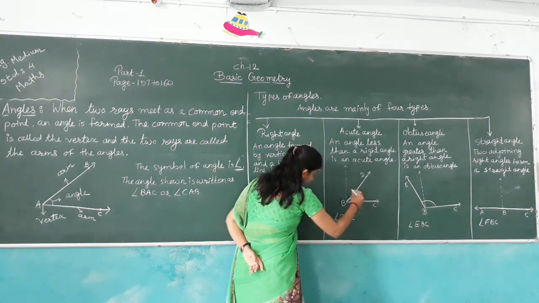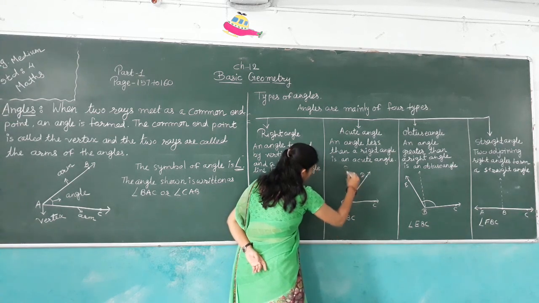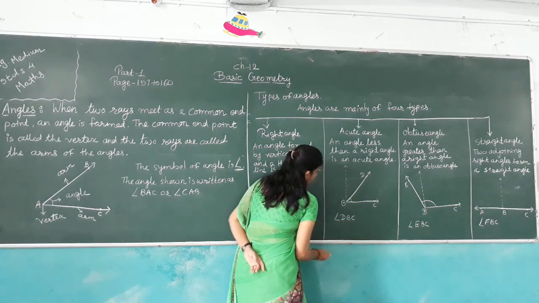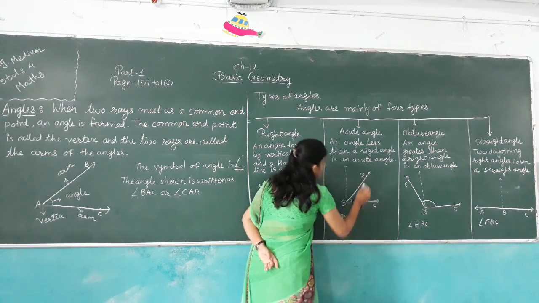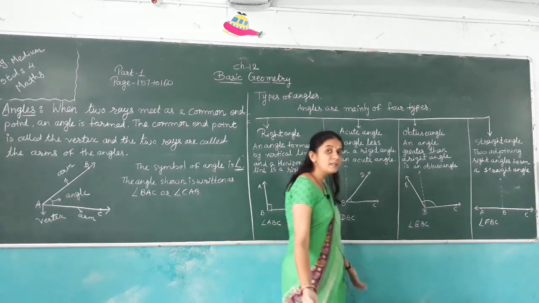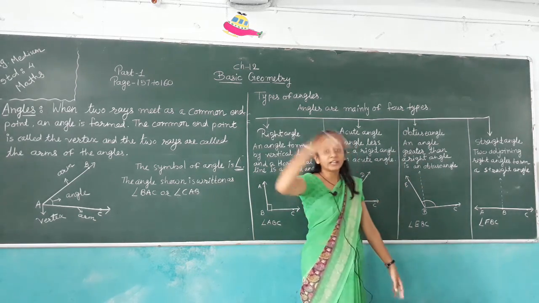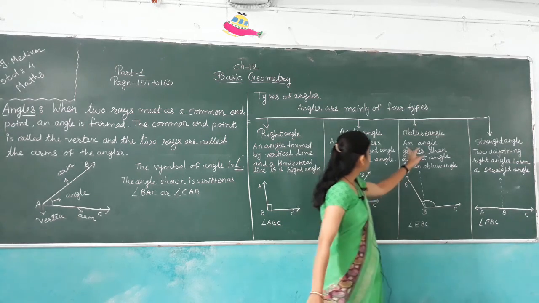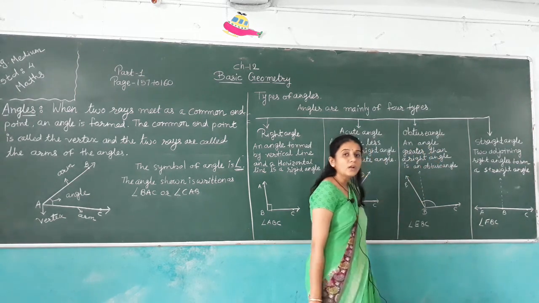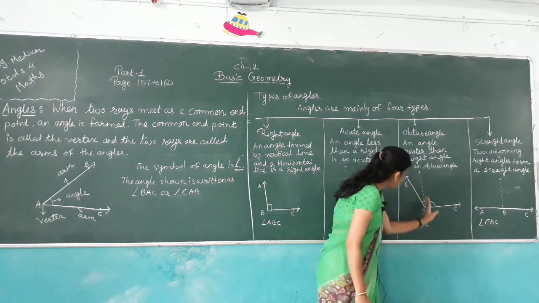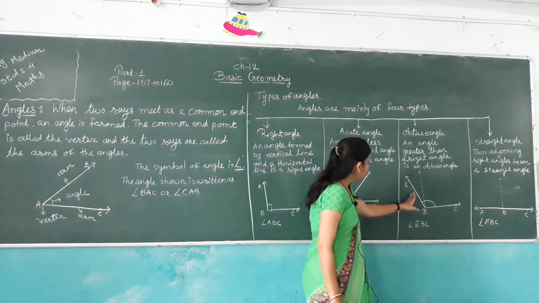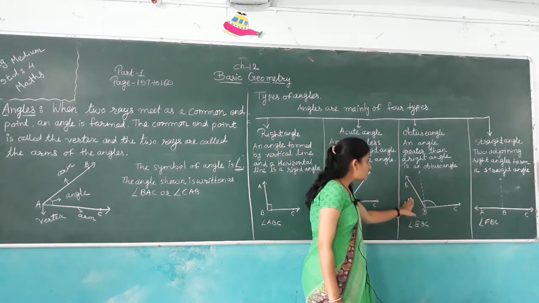Look here, the straight line, less. This angle is called an acute angle. DBC is an acute angle. Obtuse angle. Obtuse angle means what? An angle greater than a right angle is called an obtuse angle. This one is a right angle, and greater means more than the right angle.